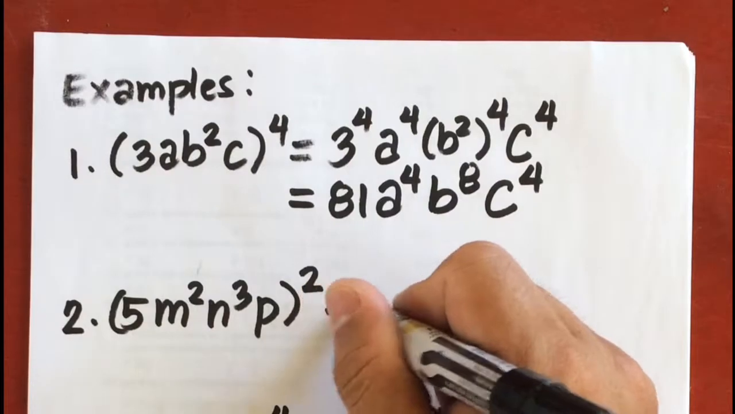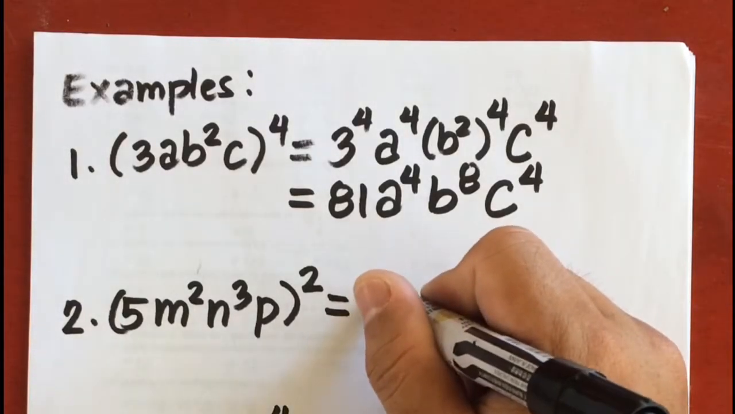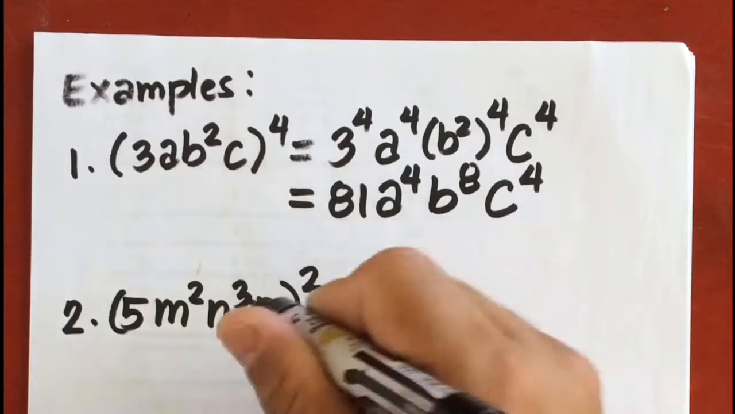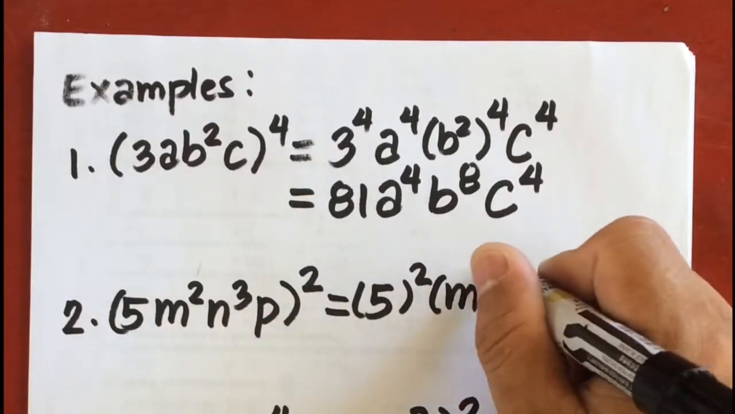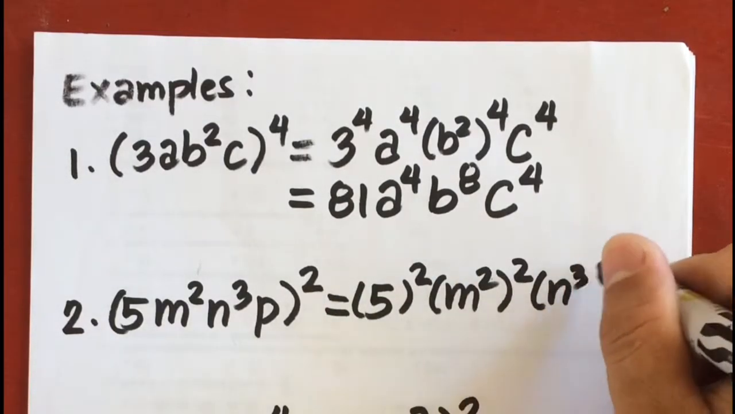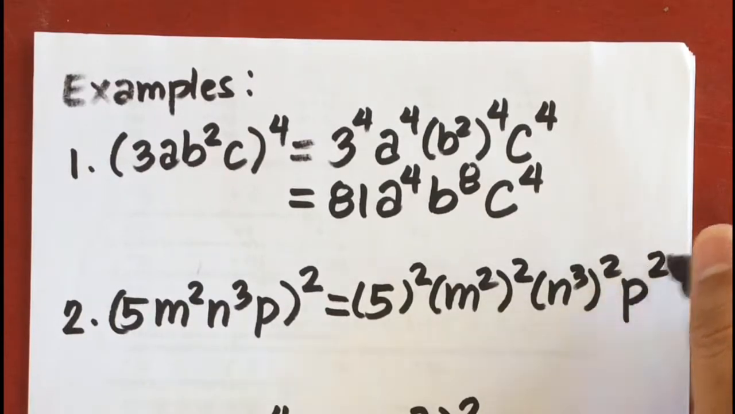Let's have number 2. The quantity 5m squared n cubed p raised to the power of 2, or squared. So this will be applying power of a product. So this is 5 squared, then m squared squared. Next will be n cubed squared. Then the last one will be p squared.